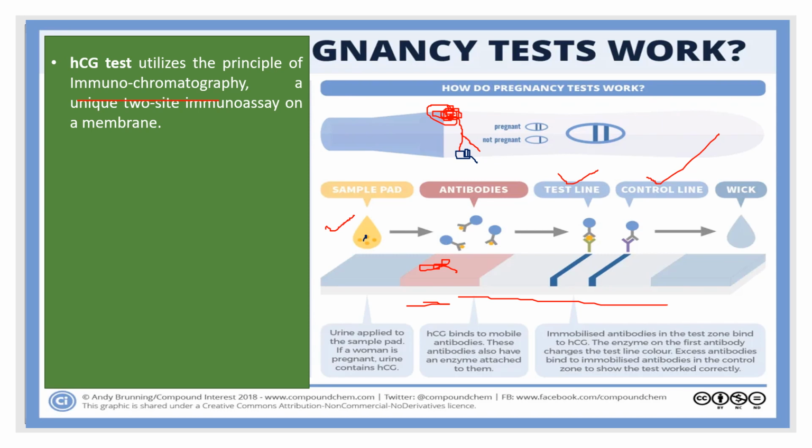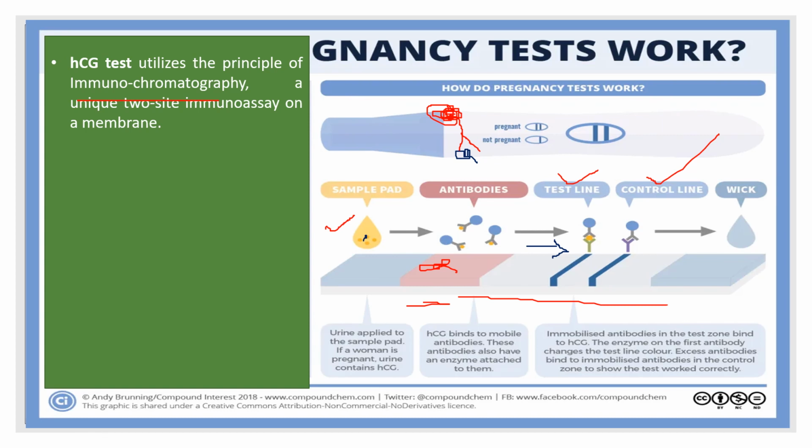It will be moved laterally due to capillary movement, and it will come to the test line. So here we have the mobile anti-HCG attached with an enzyme. If the maternal urine contains HCG, there will be a complex formed between the HCG and the anti-HCG and the enzyme attached with it. Now it will undergo lateral movement due to capillary action, and it will come in contact with the test line. And what happens at the test line?